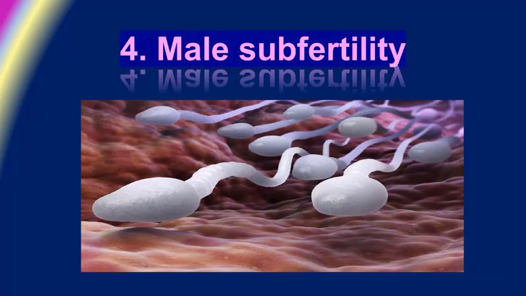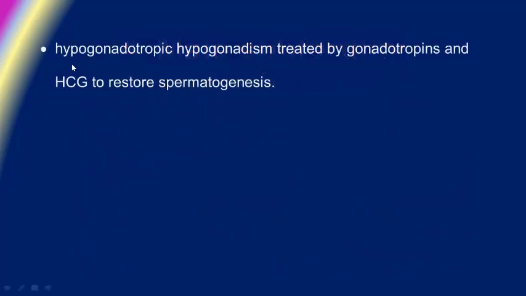What about male subfertility? Management of male subfertility. In case of hypogonadotrophic hypogonadism, when there is no gonadotrophin secretion from the pituitary gland, the causes of hypogonadism are either hypothalamic or pituitary dysfunction, so the treatment of choice is gonadotrophin and HCG to restore spermatogenesis.